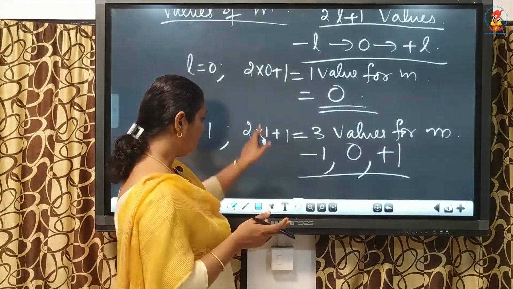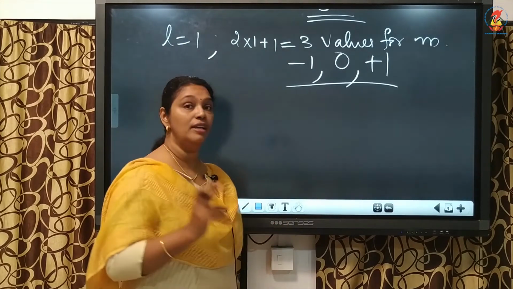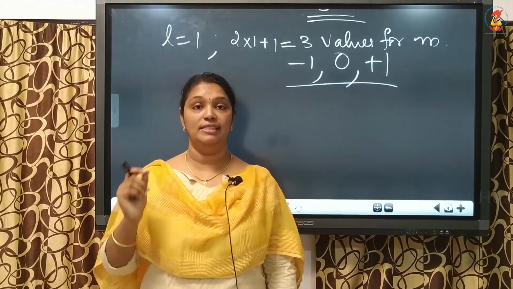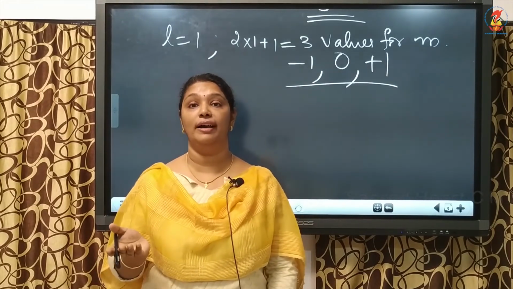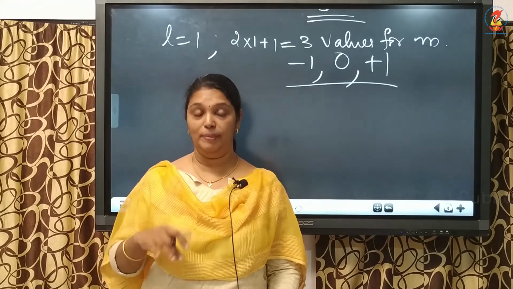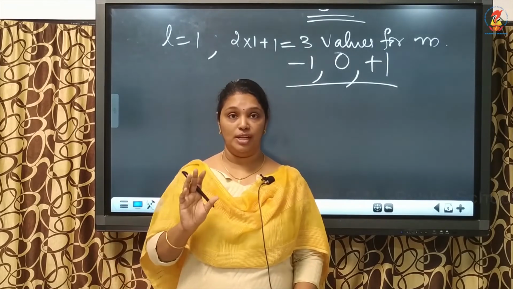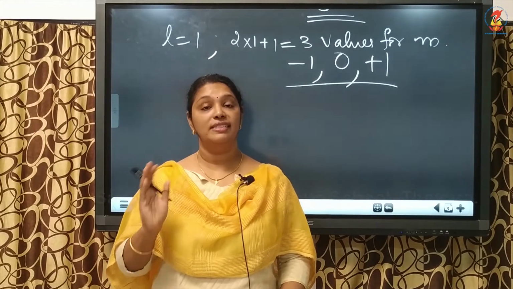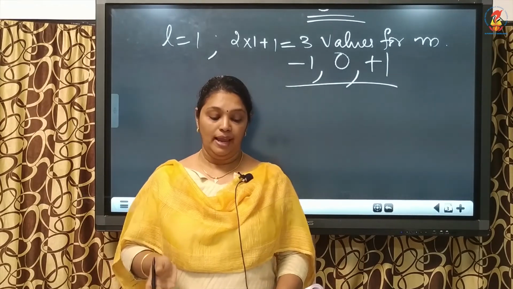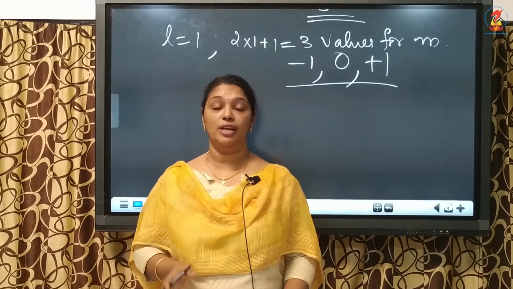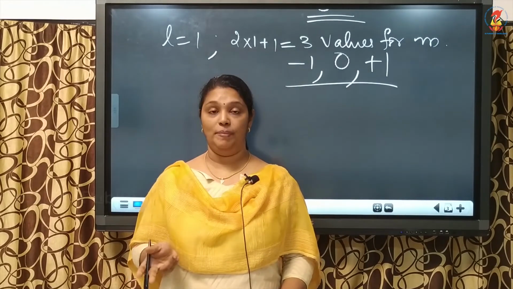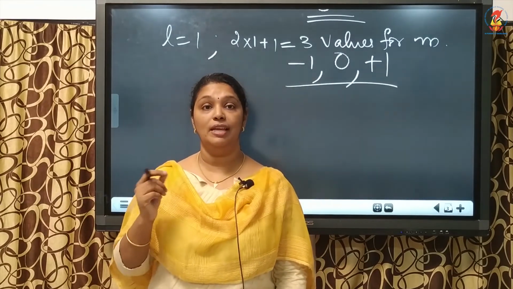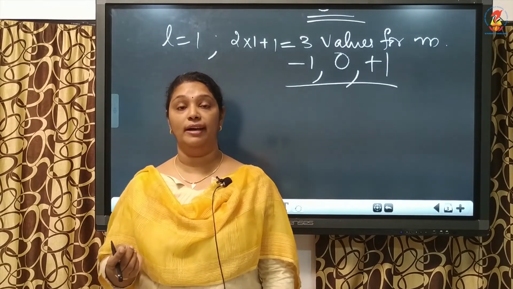Now the number of orbitals in a subshell is given by the value of 2L plus 1. And one more thing, the number of orbitals is equal to the number of ways in which they are oriented. So I'll repeat this again. Inside the subshell we have orbitals, and the name of the orbital is the same as the name of the subshell. And the number of orbitals in a subshell is given by the value of 2L plus 1. Okay, and the number of orbitals is equal to the number of ways in which they are oriented.